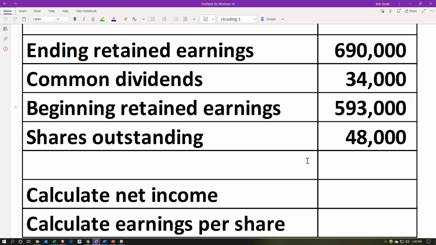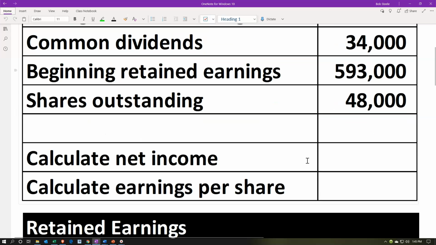Now remember that net income will typically be coming from the income statement, the bottom line of the income statement. We'll typically create the retained earnings using the income statement, but in this case, we're going to kind of back into what would be on the income statement, that net income number. So we're going to calculate the retained earnings.